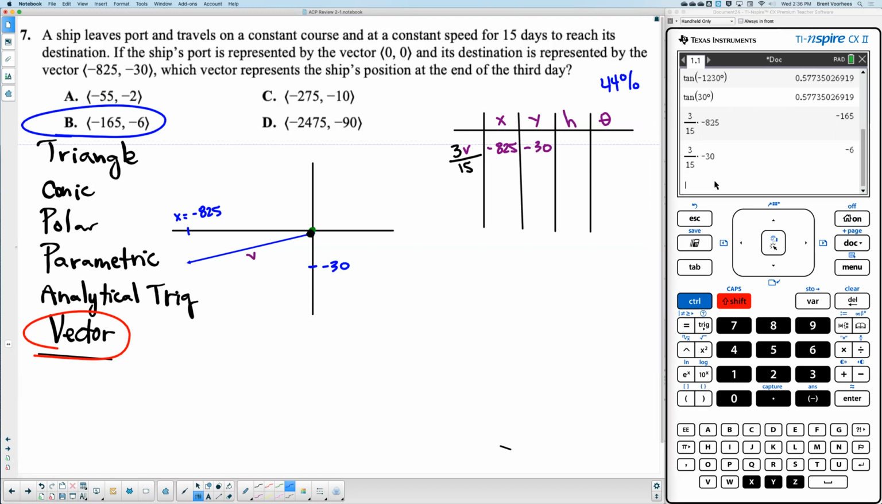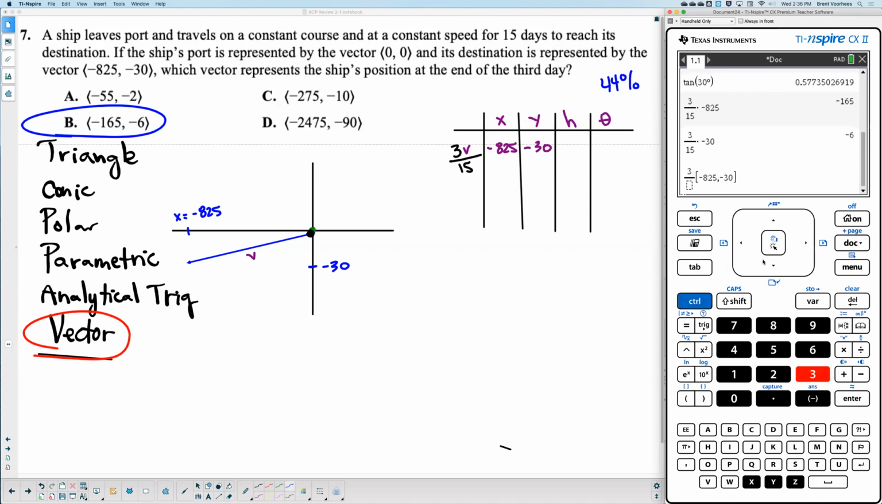Vectors. How I usually do vectors is by doing control left parentheses. I'll do control left parentheses, 825, comma, -30. So I type that in. That's its vector. Now, we said we want to find out what happens on the 3rd day out of 15. And so if you go to the front and you just do a fraction, 3 over 15, that means the 3rd day out of 15.